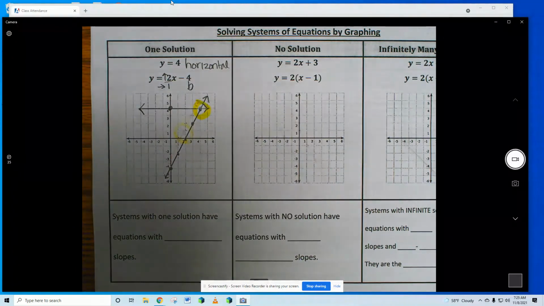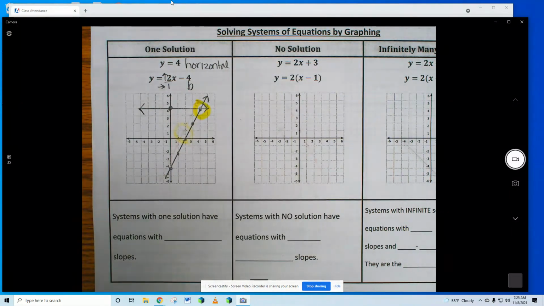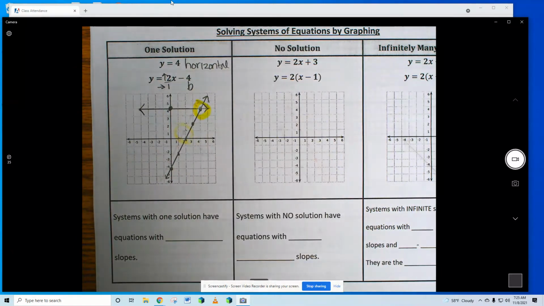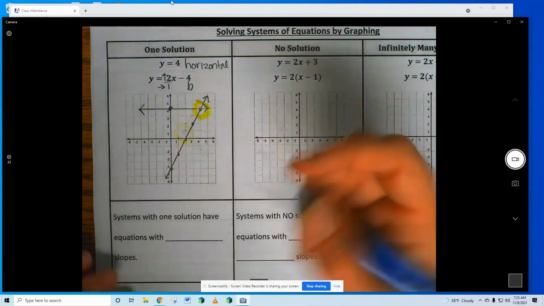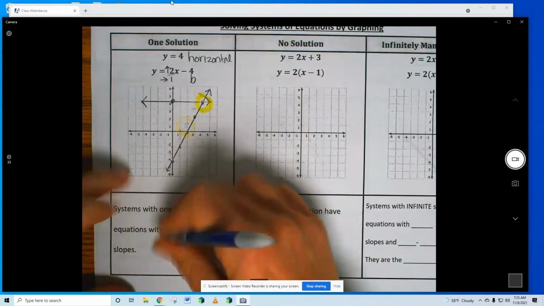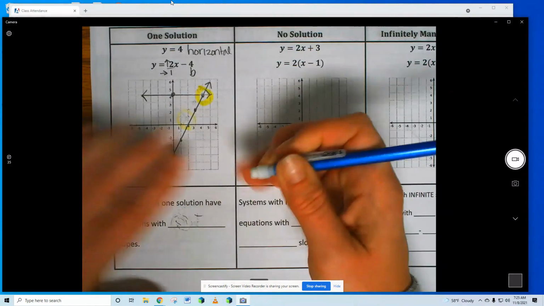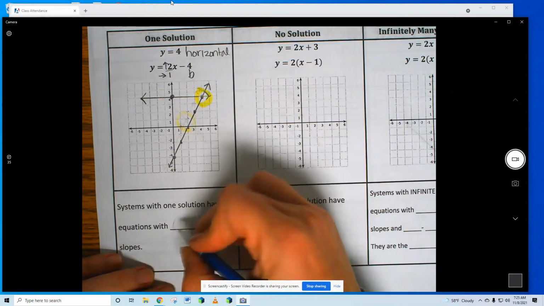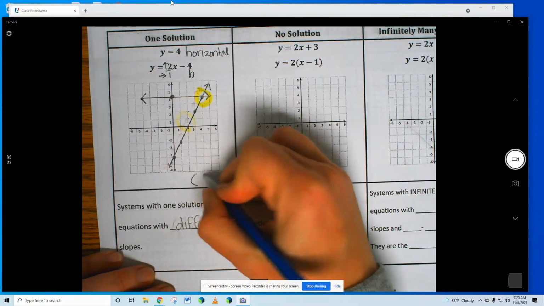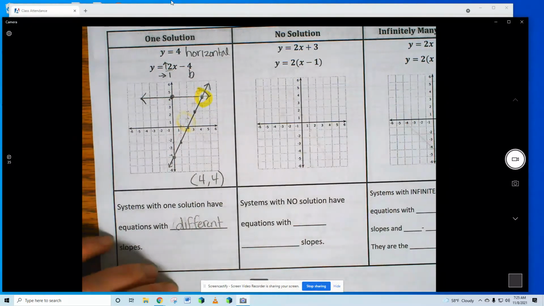What ordered pair is that? Over what? Up what? Over how many? Up how many? 4, 4. Oh, sorry. Systems with one solution have equations with different slopes. 4, 4 is my solution.